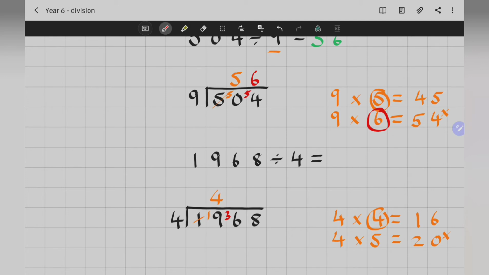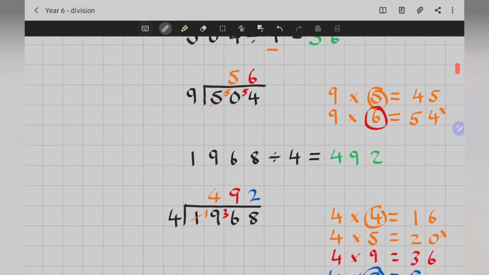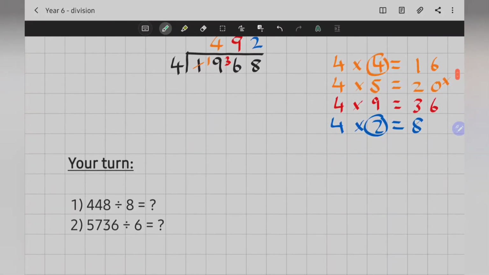4's into 36. Well, 36 is in the 4 times table. 4 times 9 equals 36. So that goes here, 9. 4's into 8. 8 divided by 4 is 2, because I know that 4 times 2 equals 8. So that means my final answer was 492. Now that we've reminded ourselves of this method, have a go at these two down here, and then we'll check the answers.